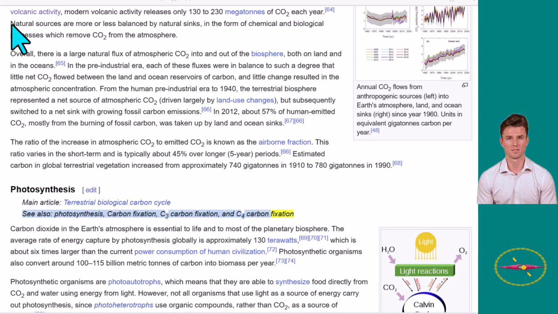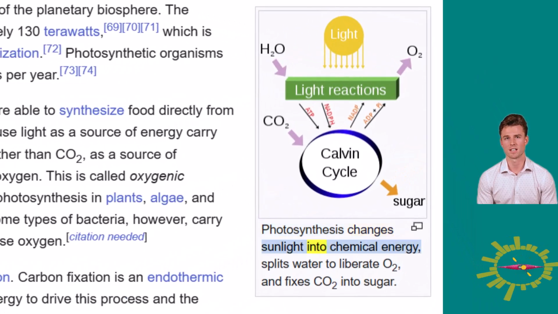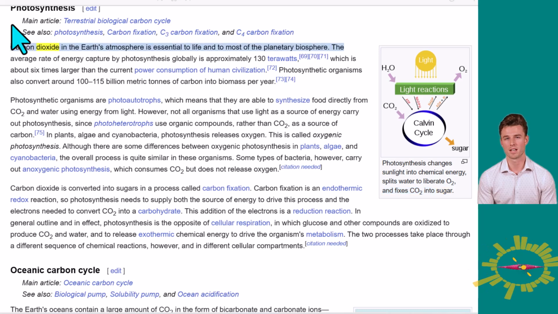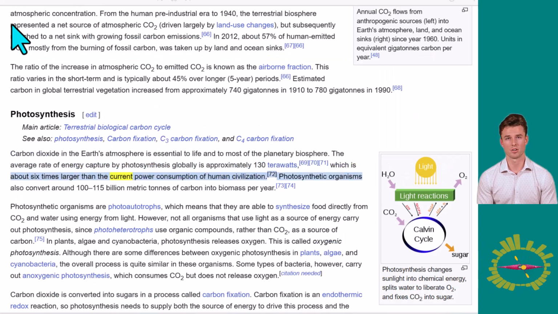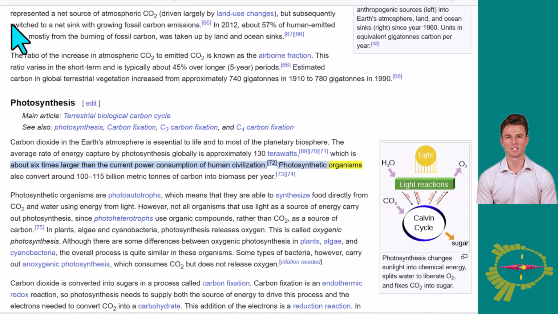Photosynthesis. Photosynthesis changes sunlight into chemical energy, splits water to liberate O2, and fixes CO2 into sugar. Carbon dioxide in the Earth's atmosphere is essential to life and to most of the planetary biosphere. The average rate of energy capture by photosynthesis globally is approximately 130 terawatts, which is about 6 times larger than the current power consumption of human civilization. Photosynthetic organisms also convert around 100 to 115 billion metric tons of carbon into biomass per year.